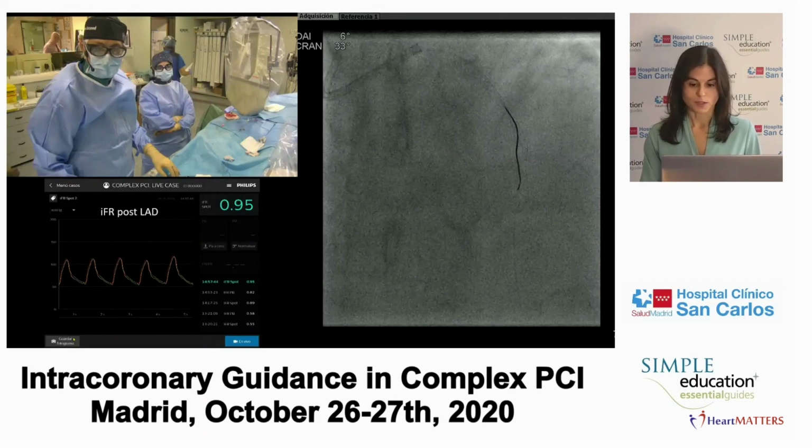And this is the iFR post in the LAD. You can see 0.95, so a good result after implanting this stent in the proximal LAD and optimizing it. So this is the final result. I don't know if you have any more comments or... Enrique, do you have any comments on the case and the way that we proceeded with it?